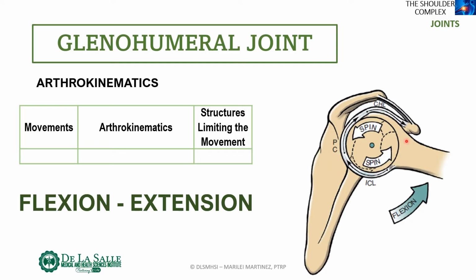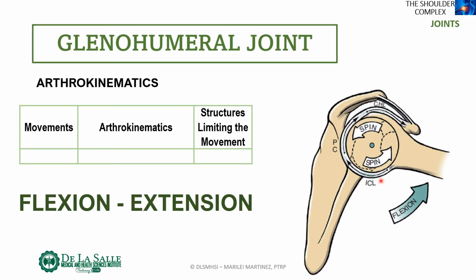Why does it slide anteriorly? It's the result of the ligaments tightening during extreme flexion. Okay, that is open kinematic chain. So for the closed kinematic chain, just reverse it. Spinning, still spinning, but posterior slide at extreme flexion.